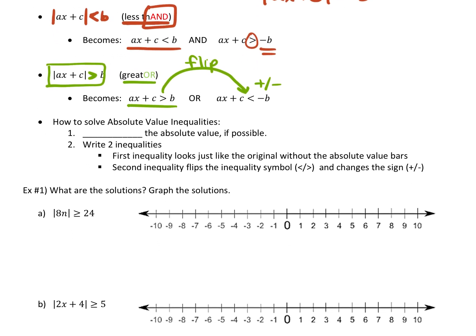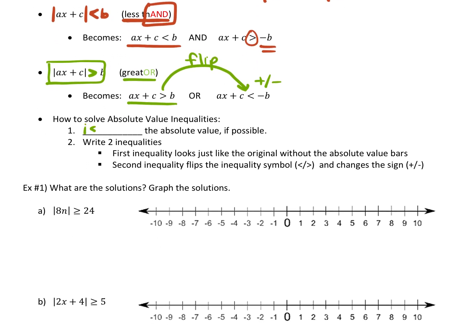So here's your steps. Number one, you need to isolate the absolute value if possible. Once you have isolated, you write two inequalities. The first one looks just like the original. Just take away the bars. The second one flips the symbol and changes the sign. Okay, flip the symbol, change the sign.